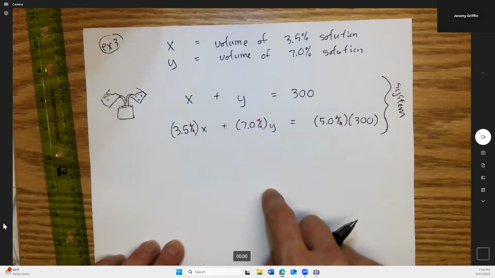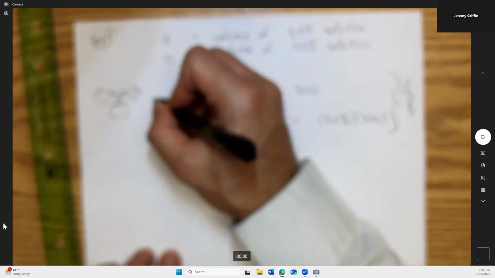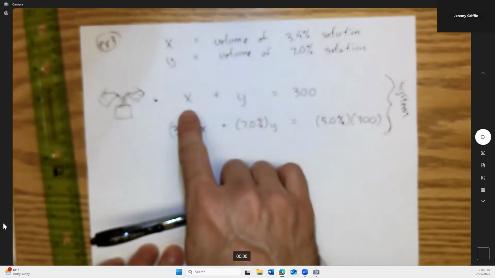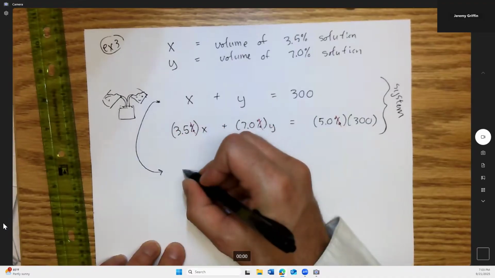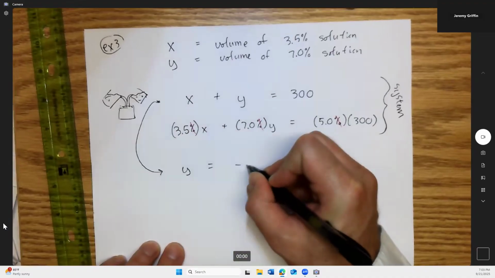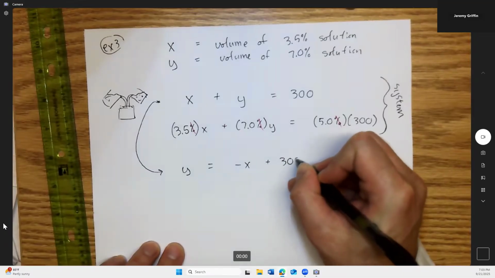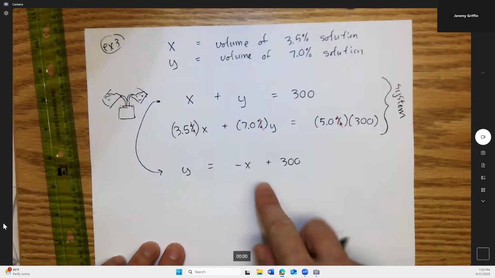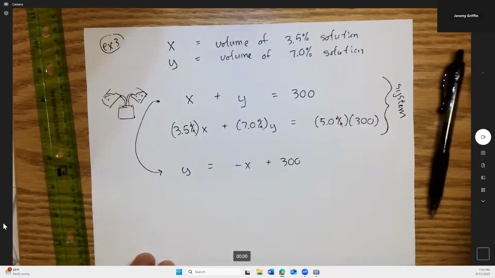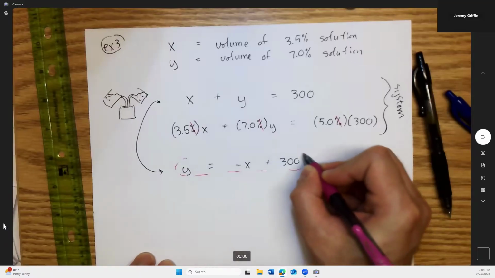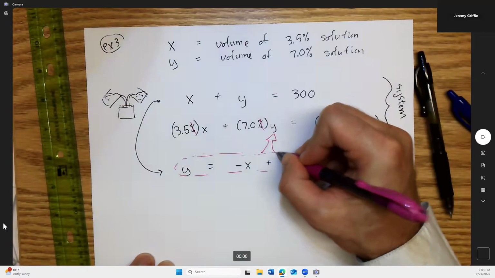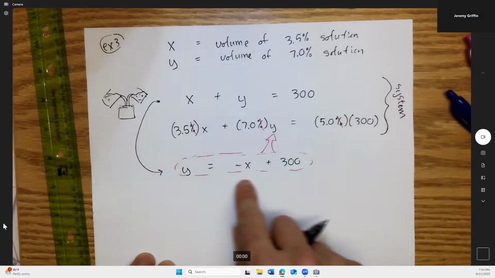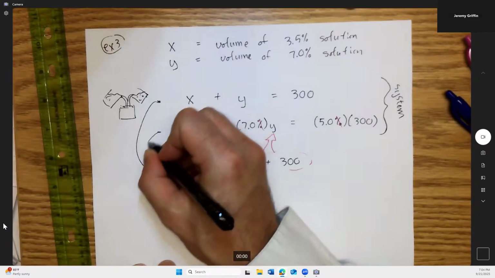Okay, so let's see. If I do substitution, I could take this top expression up here and solve for y in terms of x, or vice versa. Could I say y is equal to negative x plus 300? Okay, see, I just subtracted the x over, boom, like that. And then I can take that expression right there and substitute it into that y right there, because y is this whole expression. Okay, then bring that down.